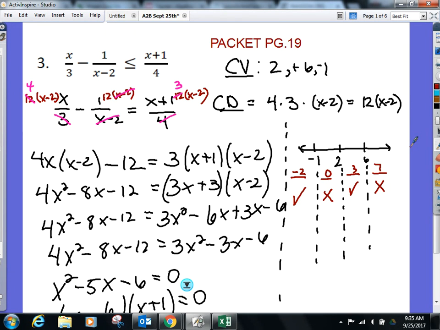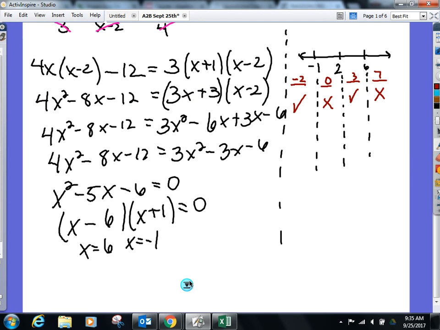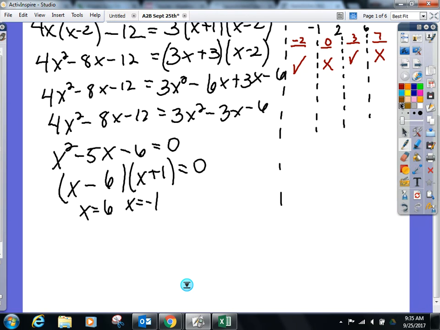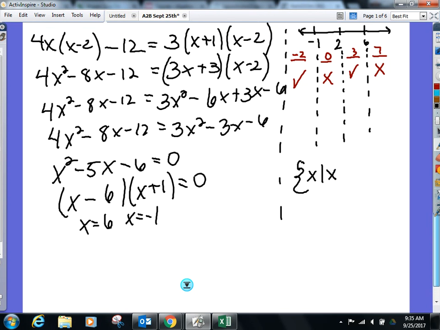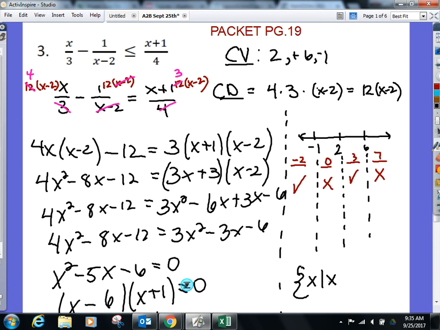Well, what did we notice? Everything to the left of negative 1 worked, correct? So how can I write that? Got my braces. X such that x is, how do I write that? Okay, now let's talk here. Did this value make the fraction undefined for my critical value? Did this fraction make it undefined? No. And it's got an or equal to. So I am going to put x is less than or equal to negative 1.